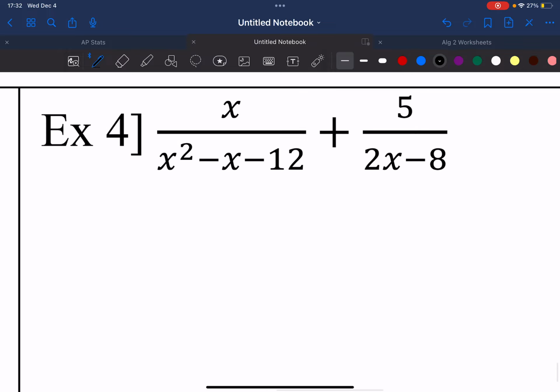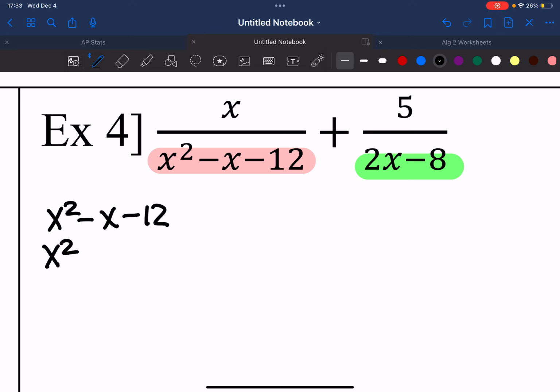Number 4, again, notice how I have two different denominators. And notice how that first denominator has 3 terms, which tells me that I can try to factor this using the AC method. So x squared minus x minus 12 means I need two numbers that multiply to negative 12 but add to negative 1. And those numbers are negative 4 and 3.